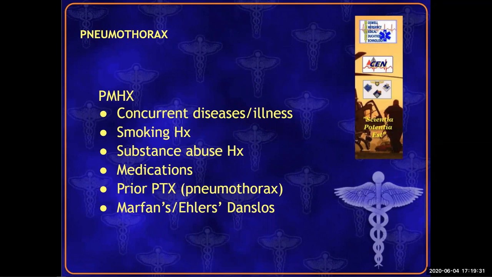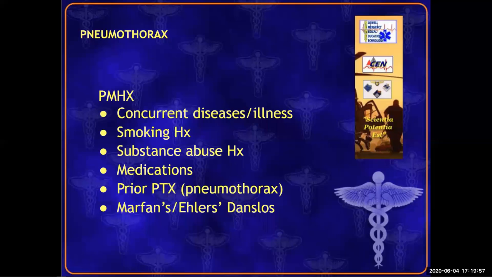Both of these conditions are actually considered connective tissue diseases. They've got some abnormality to the structure of a lot of their connective tissues, and the lung surface is one of those tissues. So even like the Marfan's patient, we know they're tall and skinny. It's not because they're tall and skinny that puts them at risk. There's actually a defect with their tissues, so they don't have the same integrity.